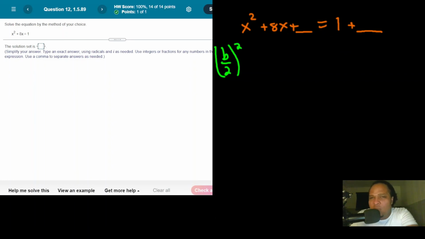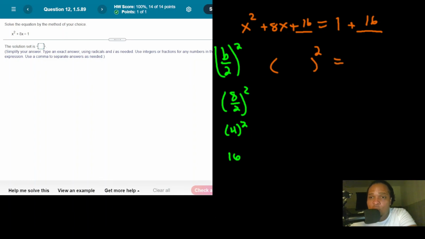So what is your B? Your B is 8. You divide by 2, and you square it. 8 divided by 2 is 4. Square it, so you get 16. That's what you're going to add here. Whatever you do to one side, you do to the other side. You just went through the trouble of completing the square here. So that's a perfect square trinomial, which turns into a perfect square binomial. This is 17 over here on the right.